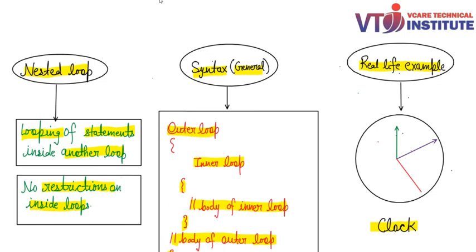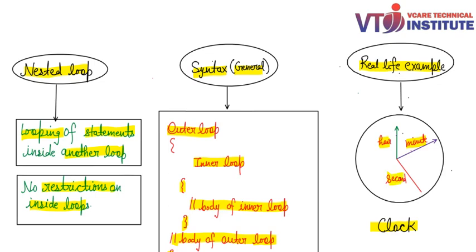So this small one is the hour hand, this one is the minute hand, and this one is the second hand. You know that when the second hand completes its round of 60 seconds, then the minute hand moves. And when the minute hand completes its 60 minutes, then the hour hand moves. So we can say that the minute hand depends on the second hand, and the hour hand depends on the minute hand. So this is some kind of a nested loop.